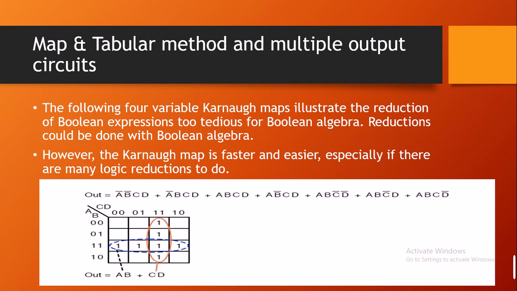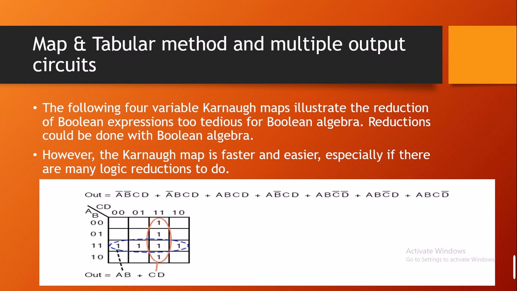So the following is a 4 variable Karnaugh map. K stands for Karnaugh. Karnaugh maps illustrate the reduction of Boolean expressions that are too tedious for Boolean algebra. Reduction could be done with Boolean algebra, however, the Karnaugh map is faster and easier, especially if there are many logic reductions to be done.